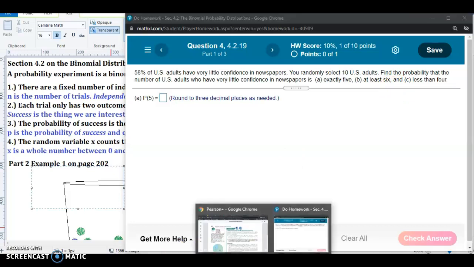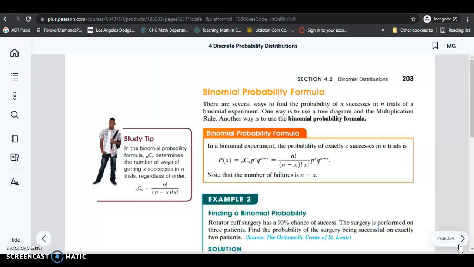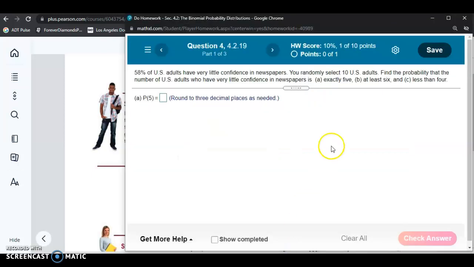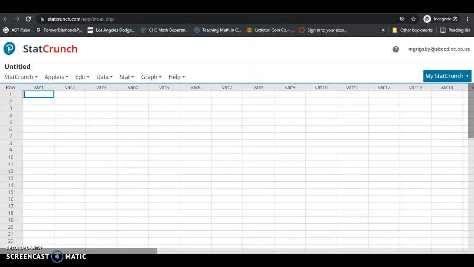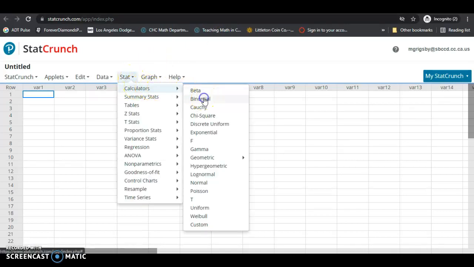Let's see what it says in the book here about calculating binomial probabilities. There's something called the binomial probability formula, which we're not going to use. If you don't have a calculator that can do this, you would use this binomial probability formula to calculate probabilities from a binomial experiment. What we're going to do instead is use StatCrunch. There's a binomial probability calculator that we can use in StatCrunch. So let's go to the Stat menu, go to Calculators, and then select Binomial.